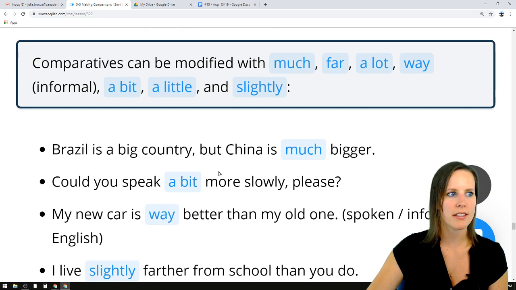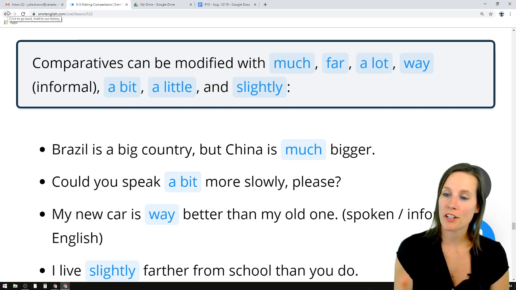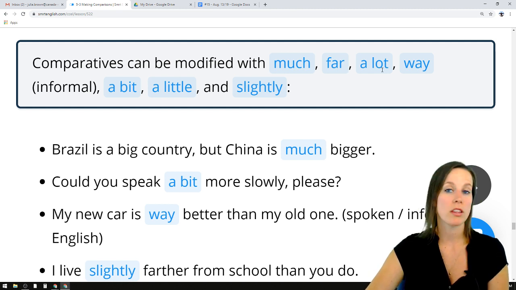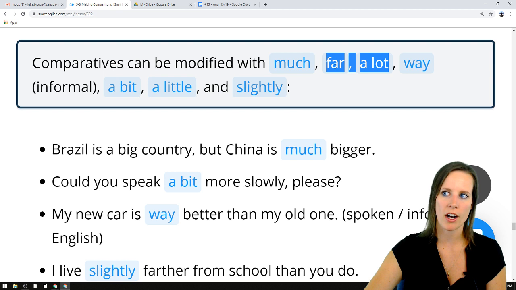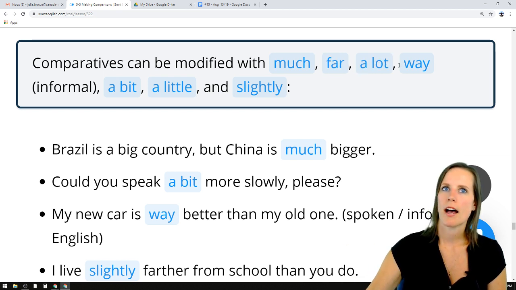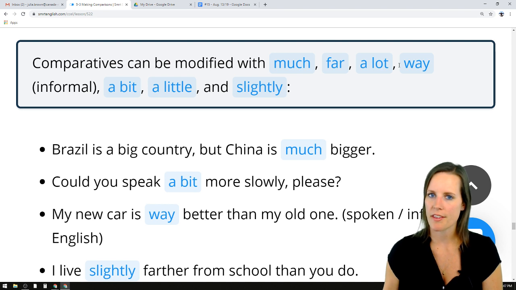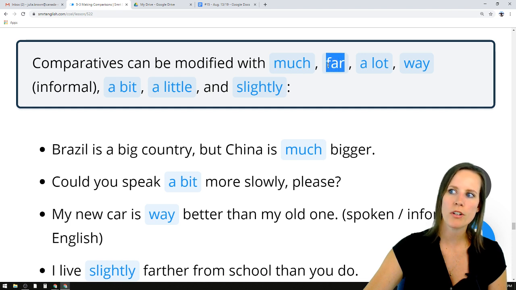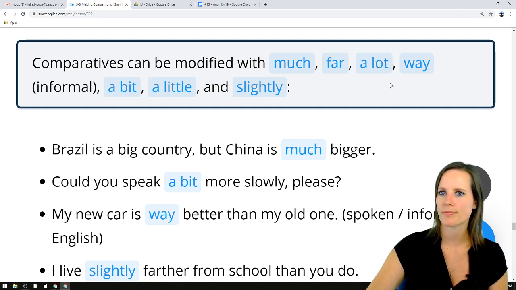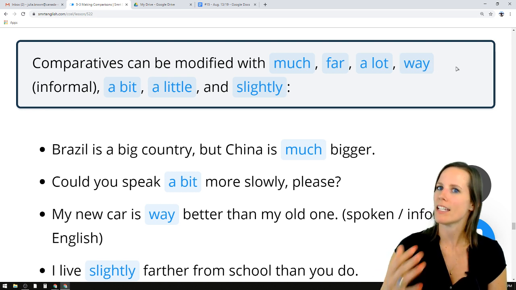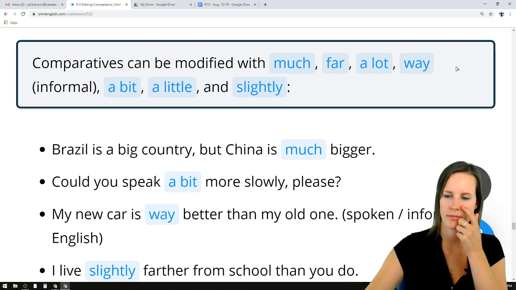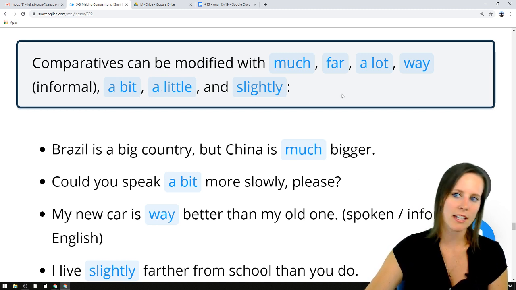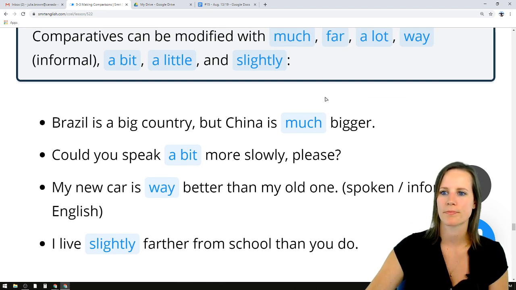A couple more things. We can modify our comparatives with words like much or far or a lot, these meaning the same. Okay, far can mean a lot. She is far more generous than he is. This means a lot more generous. This would be a little more formal than a lot. Way is informal, but it means a lot. A bit, a little, and slightly can also be used to just mean a little bit.